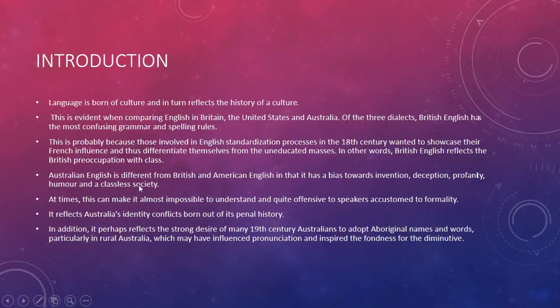Classless society. What I mean by classless society is upper class, middle class, lower class. These kinds of distinctions are not very evident in Australia and especially in the language. So Australian English shows the country to be a classless society. And then at times, Australian English is actually impossible to understand. It might be very difficult to understand. And if you listen to Australian English, you might be offended because there is no formality there. Everything is informal and casual in Australian English, most of all.